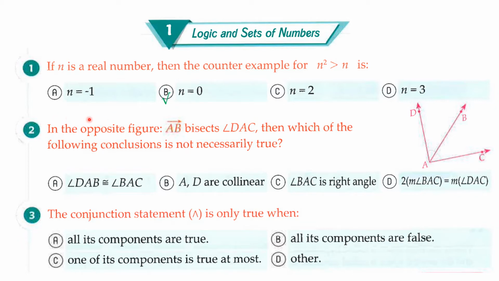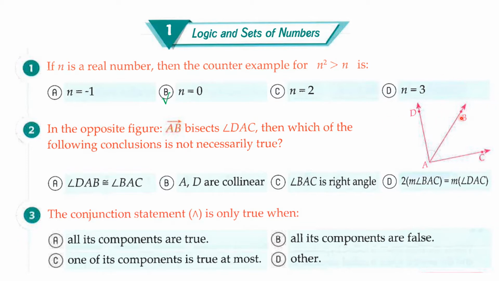Number 2, in the opposite figure, ray AB bisects angle DAC. Then which of the following conclusions is not necessarily true? The first one says DAB is congruent to BAC. This must be true, right? A and D are collinear, means they lie on the same line, and this must be true.